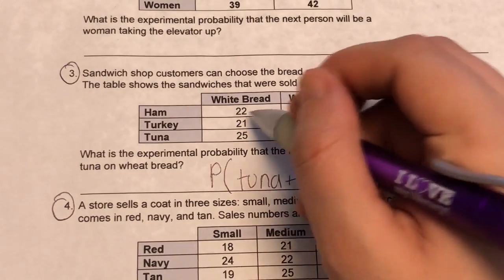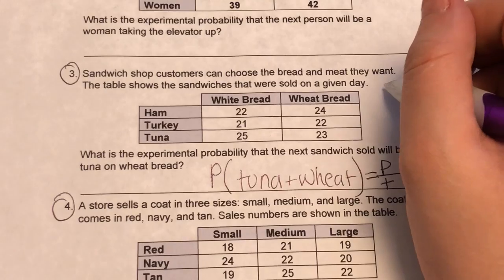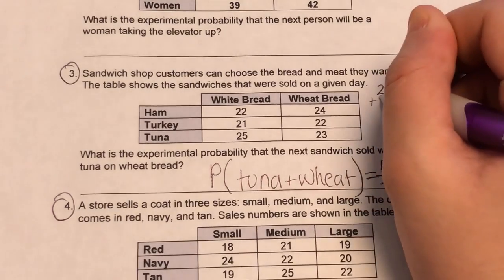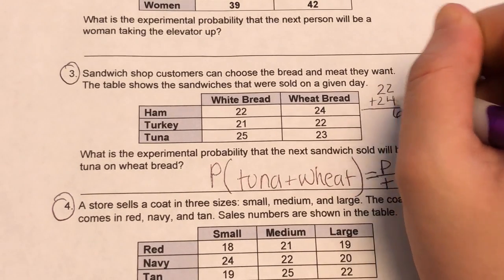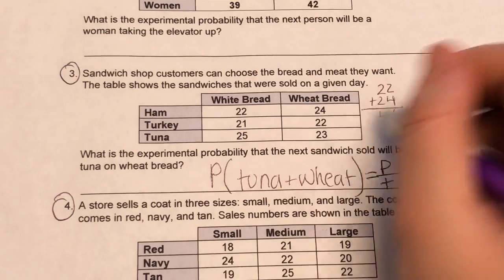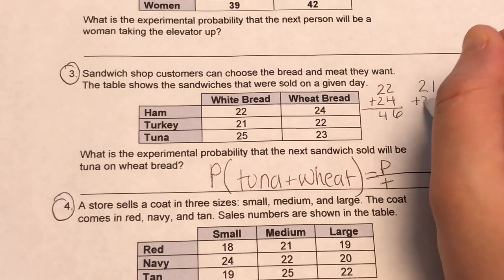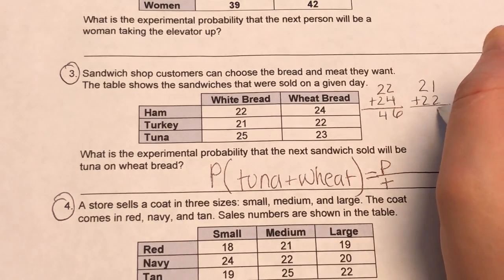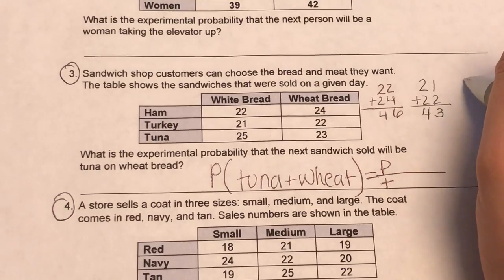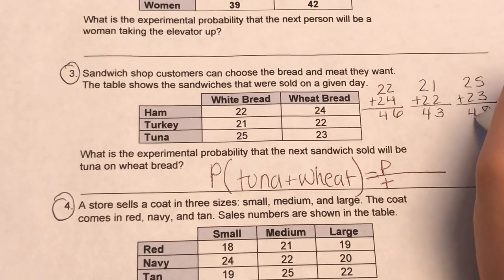So I'm going to add these, the ham, turkey, and tuna together. So I have 22 plus 24. That gets me 46. And then I have 21 plus 22. And that gets me 43. Then I have 25 plus 23. And that gets me 48.